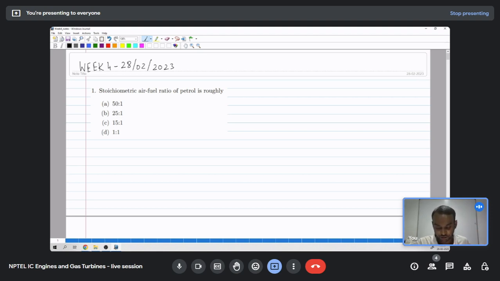What is the stoichiometric air-fuel ratio of petrol? Does anyone know what the stoichiometric air-fuel ratio is? Sir, I think 15:1. Yes, 15:1 is correct. Do you know what the stoichiometric air-fuel ratio is? How do you define the stoichiometric air-fuel ratio?